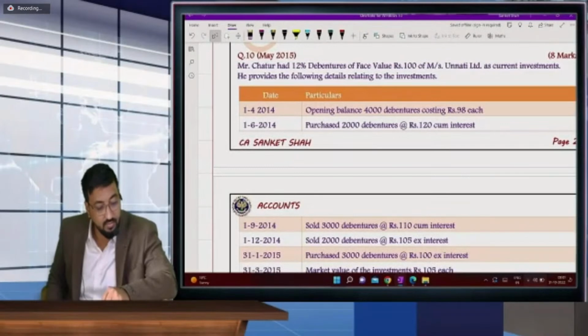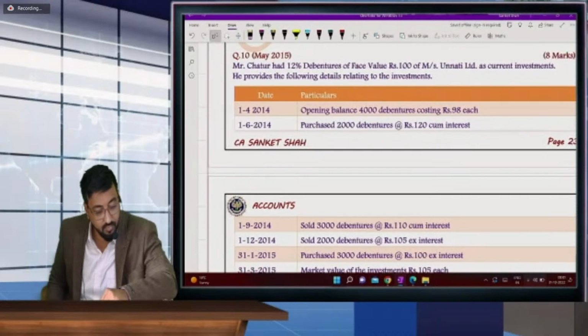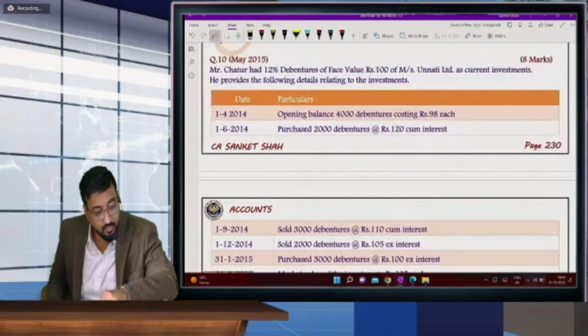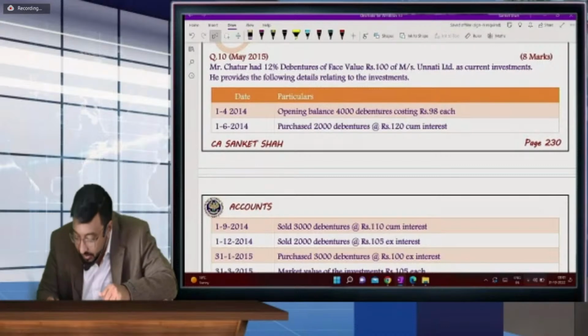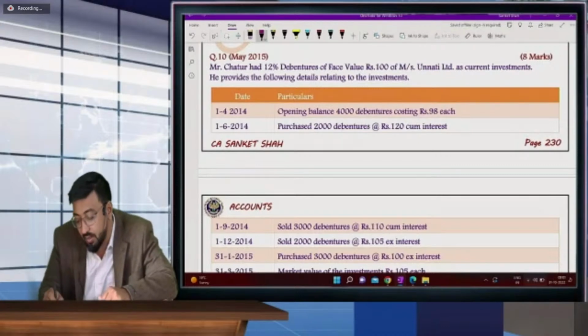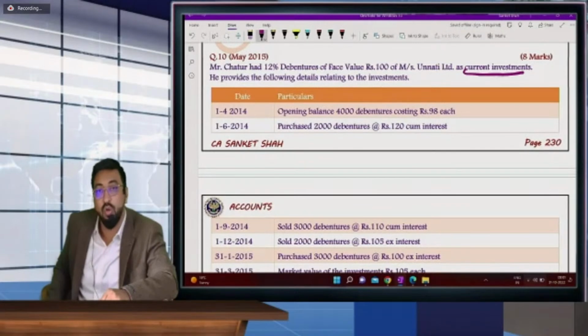Illustration 10. Mr. Chatur had 12% debentures of face value of rupees 100 of Messrs Unnati Limited as current investment. Now, current investment means, sir, cost or fair value, whichever is lower, I will record it.